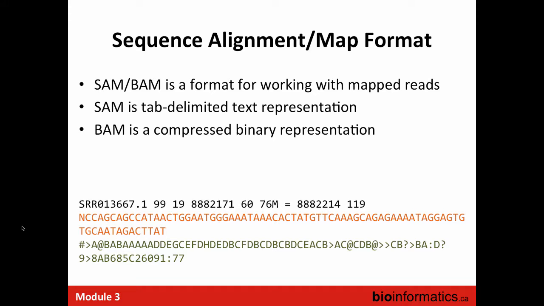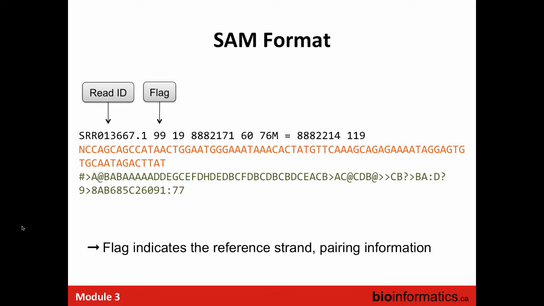So SAM stands for Sequence Alignment Map. It's just a tab-delimited text file that you can read in your terminal. BAM is the compressed version. It contains all of the same information, but it's a much more compact representation of the alignments so that your files don't take up a huge amount of disk space. So I'll walk through the different fields in the SAM file. The first field is just the read ID. This comes straight out of that first line of the FASTQ file I showed you earlier.